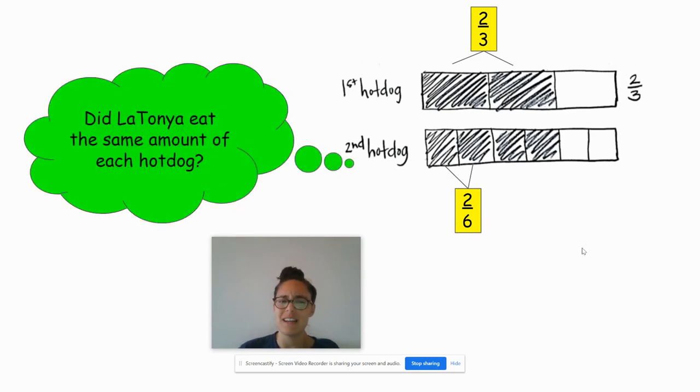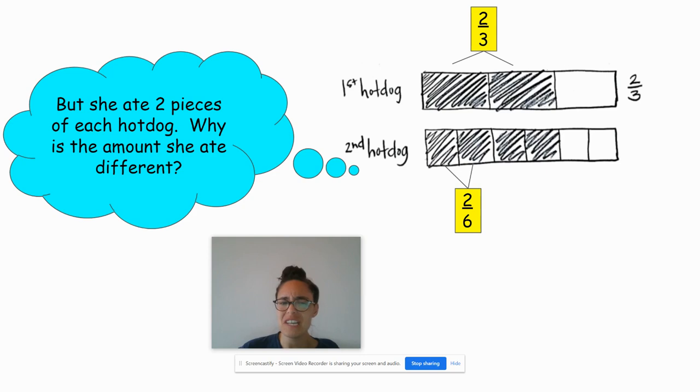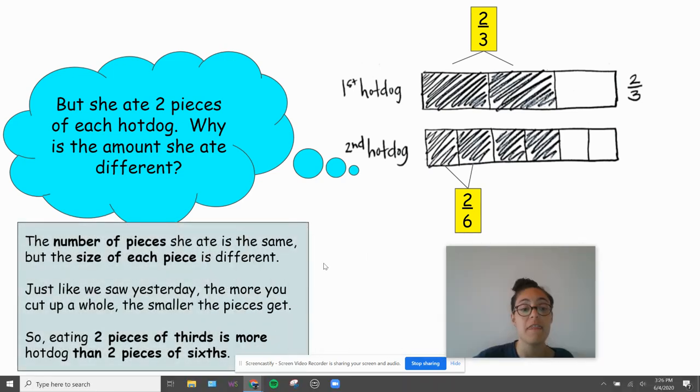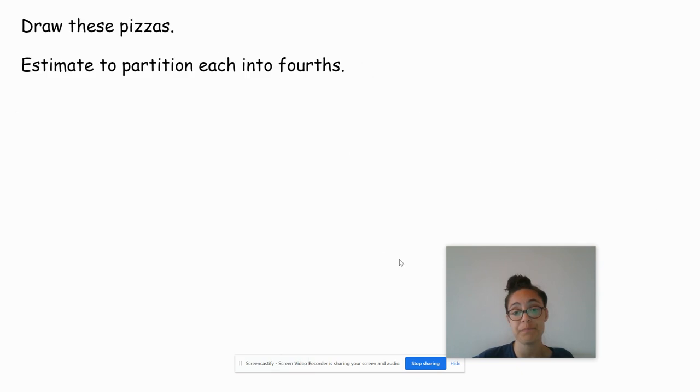So did LaTanya eat the same amount of each hot dog? Take a moment, think. But she ate 2 pieces of each hot dog. Why is the amount she ate different? Why is this 2/6 different than 2/3? So we know that the number of pieces is the same. She ate 2 pieces here, 2 pieces here, but the size of the piece is different. So we know that 2/3 is bigger than 2/6 of the hot dog that she ate.